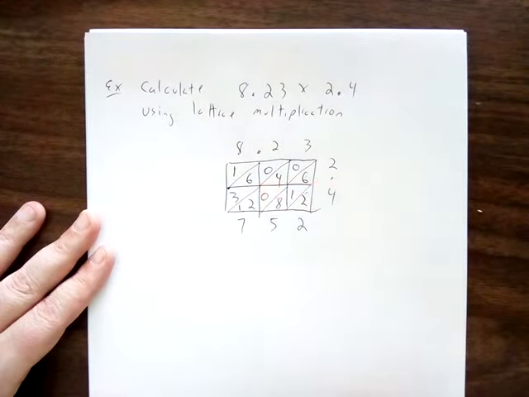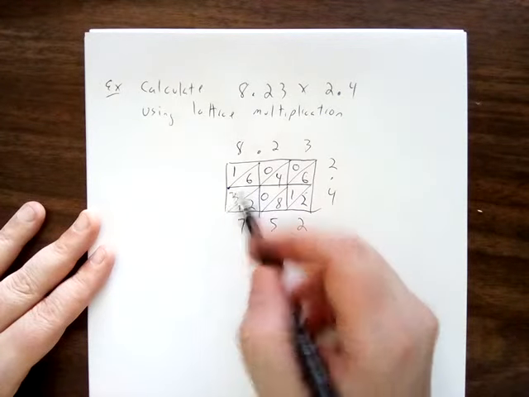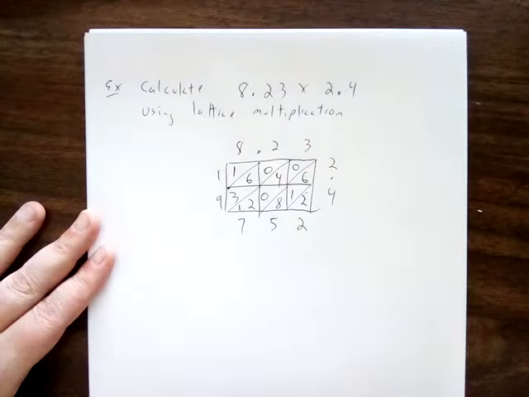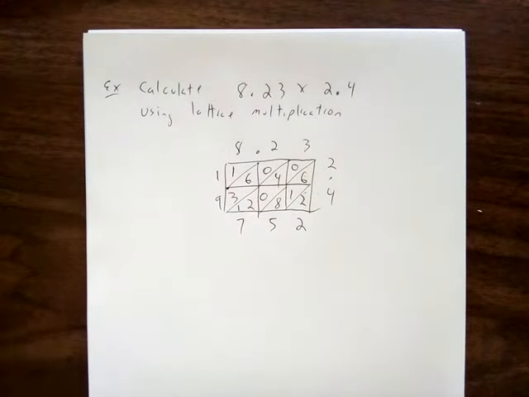That adds up to 7. 0 and 3 and 6 adds up to 9. And finally, we have 1 in our last strip.